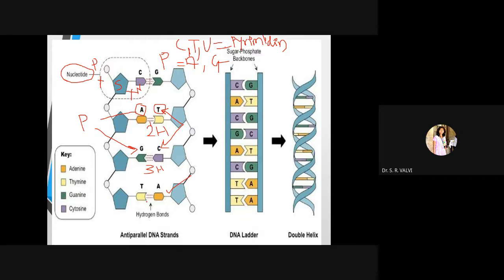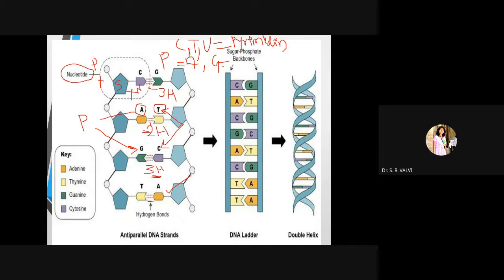So you can see here in this also. Here it is 2 hydrogen bonds. Here is also 2. Here 3. 3 hydrogen bonds you are observing. And here is also 3 hydrogen bonds, right? So always adenine-thymine with 2 hydrogen bonds and guanine-cytosine with 3 hydrogen bonds.